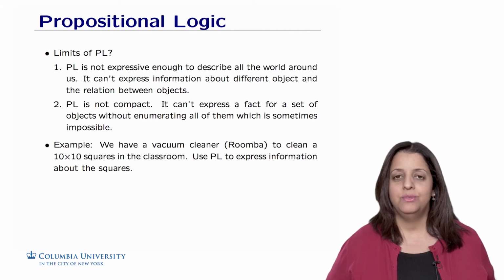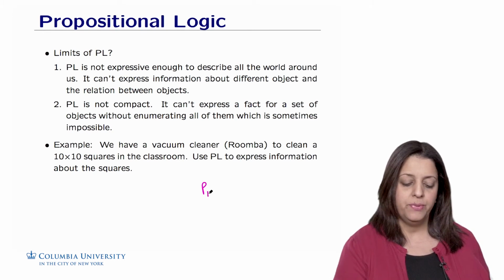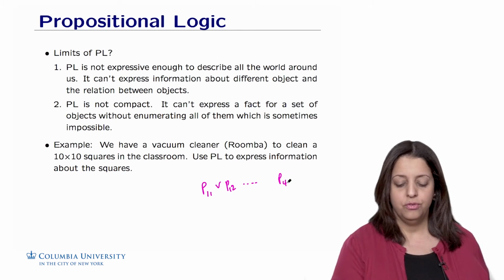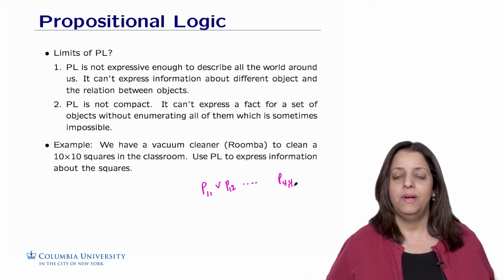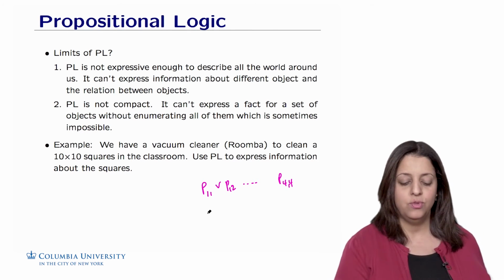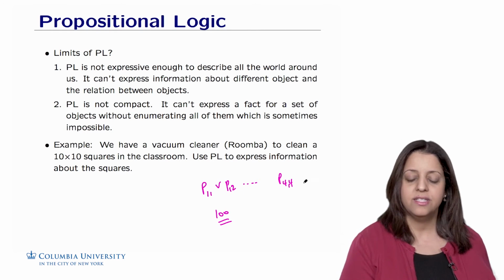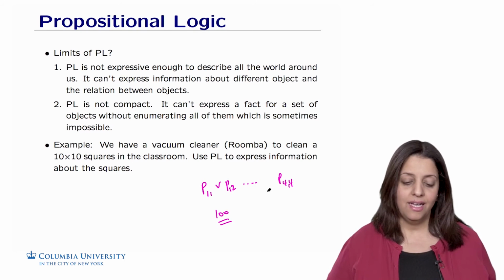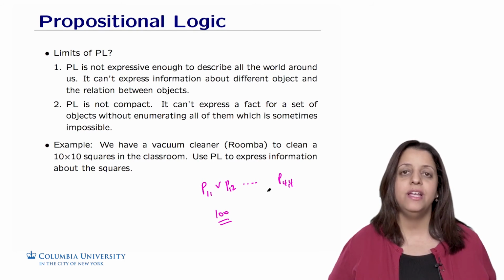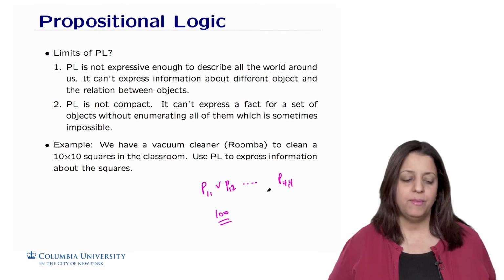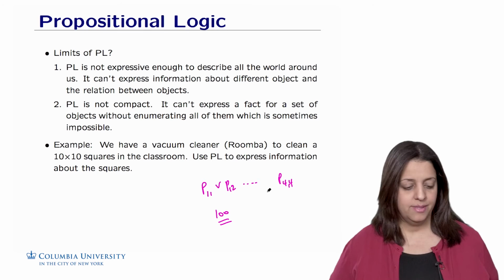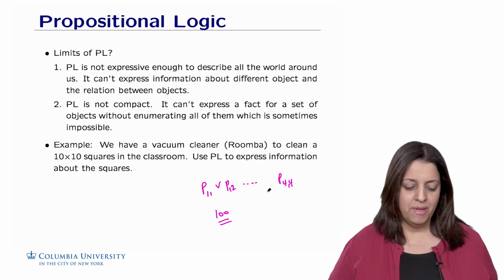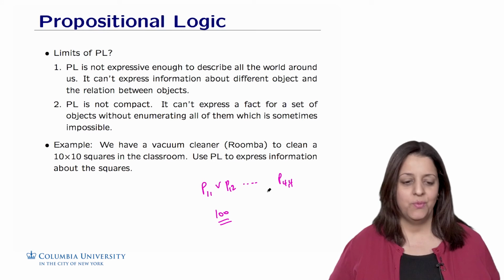In other words, if you want to express that there is a pit in all the rooms in the cave, we have to write that there is a pit in 1-1 or a pit in 1-2, etc., until a pit in 4-4. And you could imagine if you have 10 by 10 rooms in the cave, we have to write 100 symbols to represent that. So PL is not compact enough. It can't express a fact about a set of objects without enumerating all of them, which is sometimes very tedious and sometimes impossible.